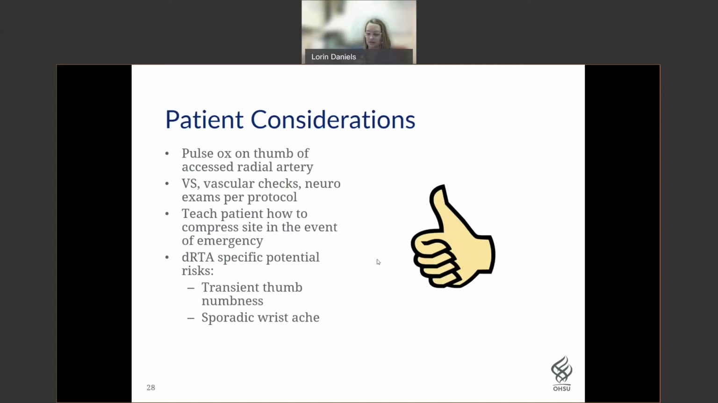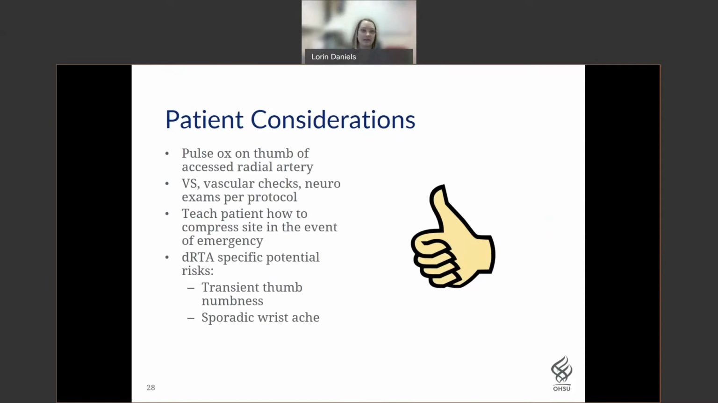So that's the first thing we want to do: make sure we have a pulse ox on here, that it's actually hooked up, and that we're watching the waveform. Your facility, especially ours, has very strict guidelines about what intervals we check vital signs, do vascular checks and neuro exams. So typically it's Q15 times 4, Q30 times 2, et cetera. So know what those are and make sure that you're both abiding by them and documenting them on a schedule.